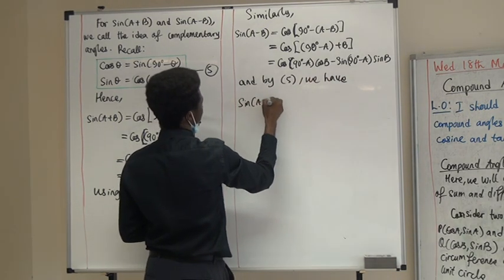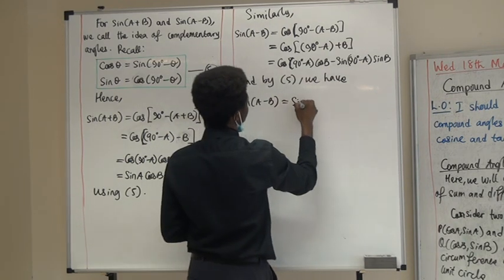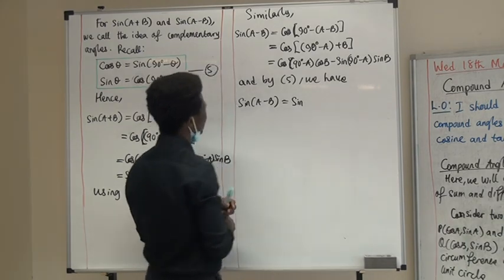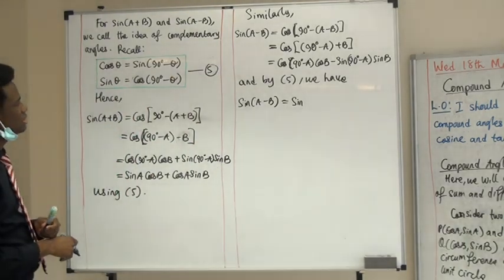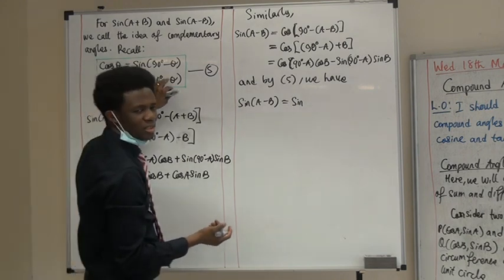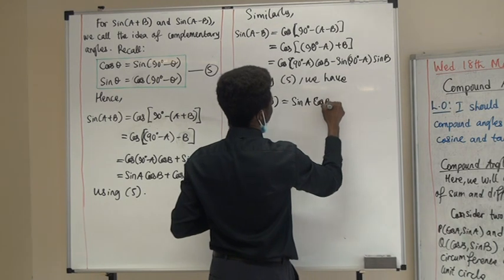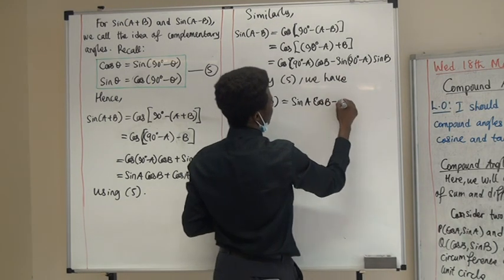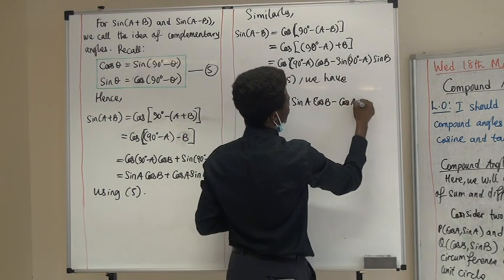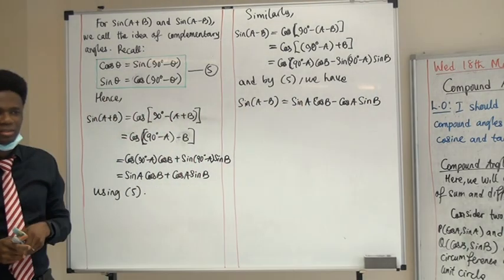And by equation 5, we have sine (A minus B) to be equal to, what is this one? Sine A. It's just sine A, because that's cos (90 minus theta). So that's sine A cos B minus cos A sine B. And this is the compound angle for sine.